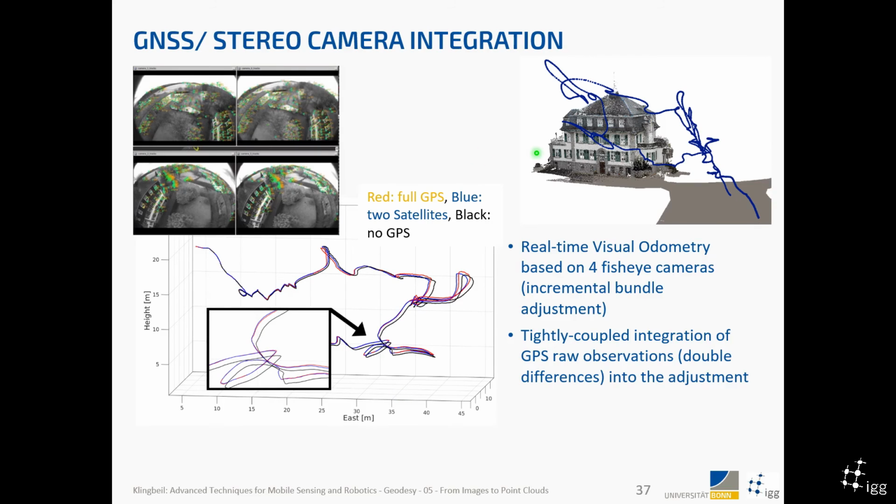And what we did, we integrated this information with the information from the GNSS. And we even did that in a tightly coupled way. That means that we combined these relative motions that come from the camera with the raw observations from the GNSS, so with the double differences that we got from the receiver. So we could integrate this into one single stable trajectory estimation.